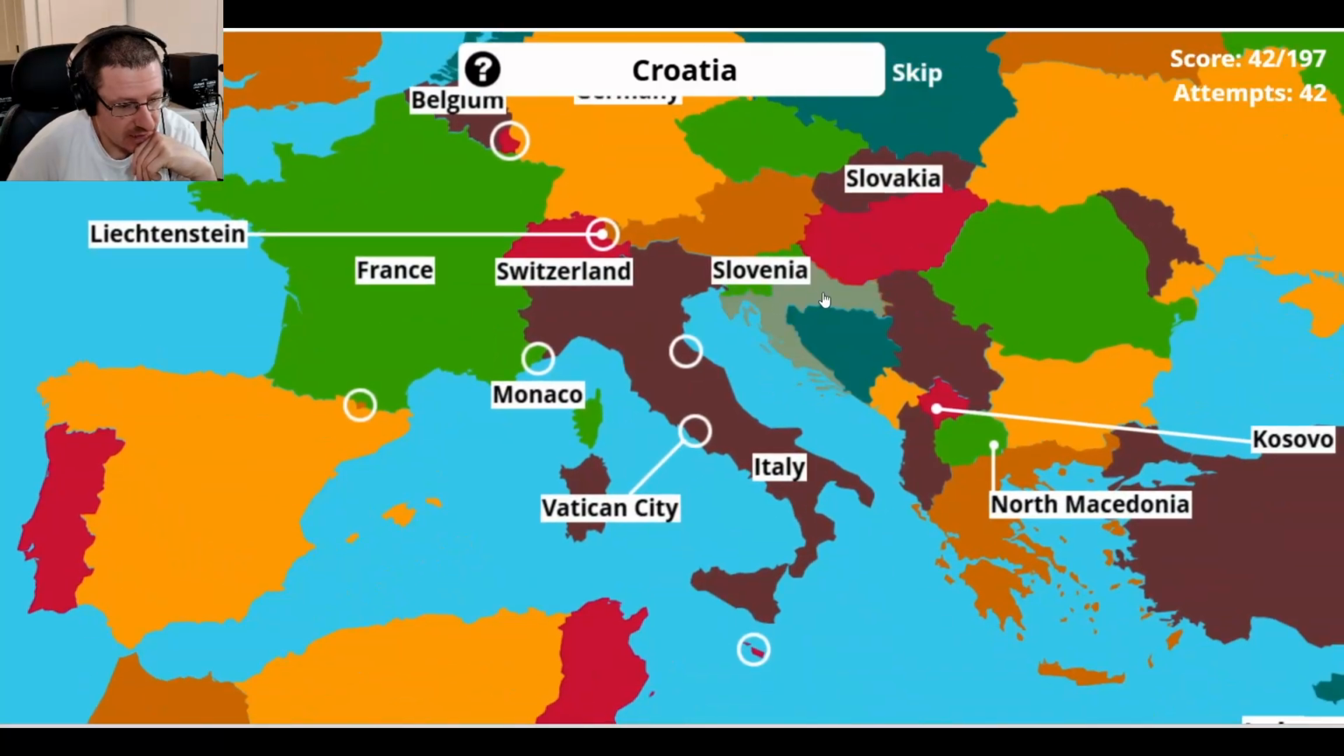Croatia is right here. It's like a bird beak. I always think Croatia is like a mouth that's eating this country. More on this country later, but this is Croatia, and Nikola Tesla was born there.